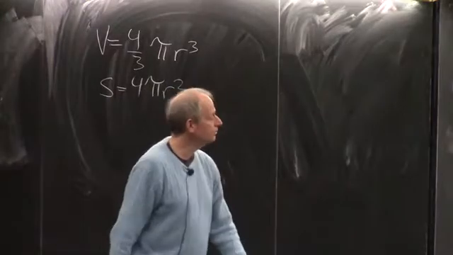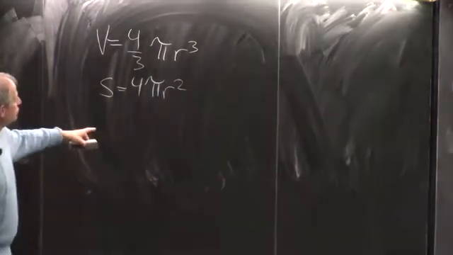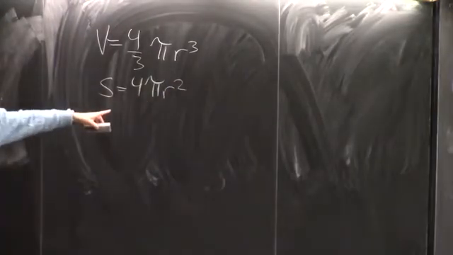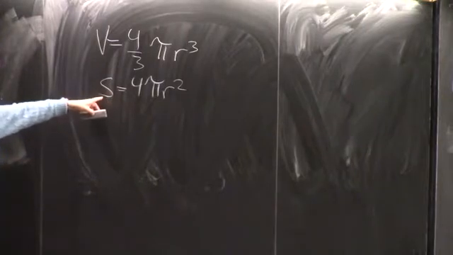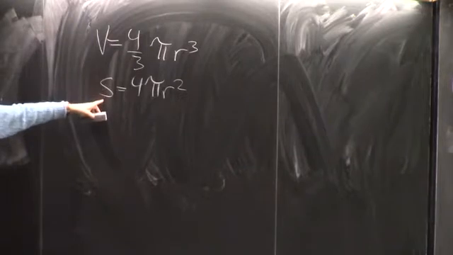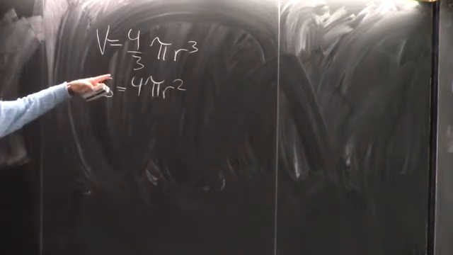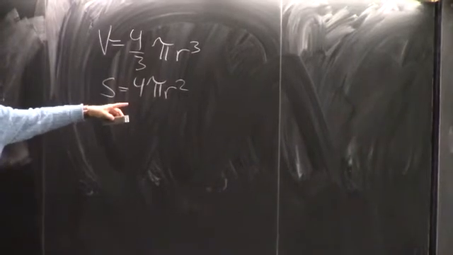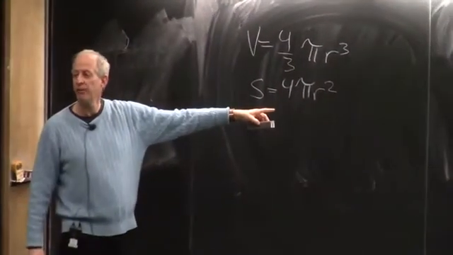Now, as a clue, what you could do is isolate r in one of these equations and plug it into the other, and that would give you volume in terms of surface area. But that would not be fun, and you'd have something to the 3/2 or something to the 2/3. So you really don't want to do it that way.